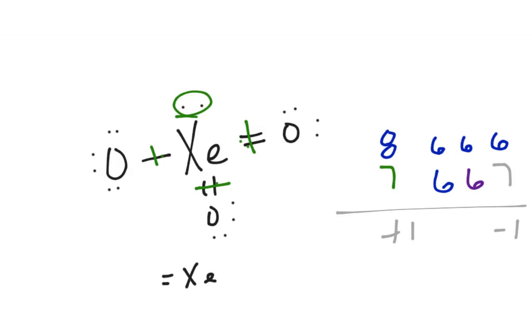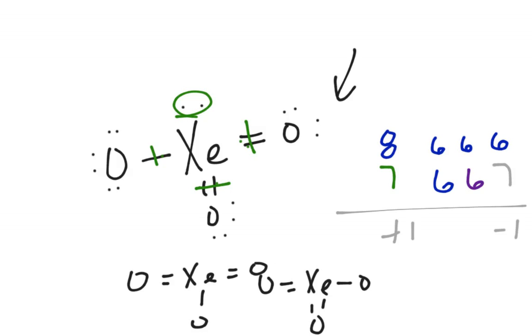I can also draw it like this, and I can also draw it like this, so I still have my 3 valence possibilities there. This is the most likely possibility, because it has the least amount of difference in its formal charges.